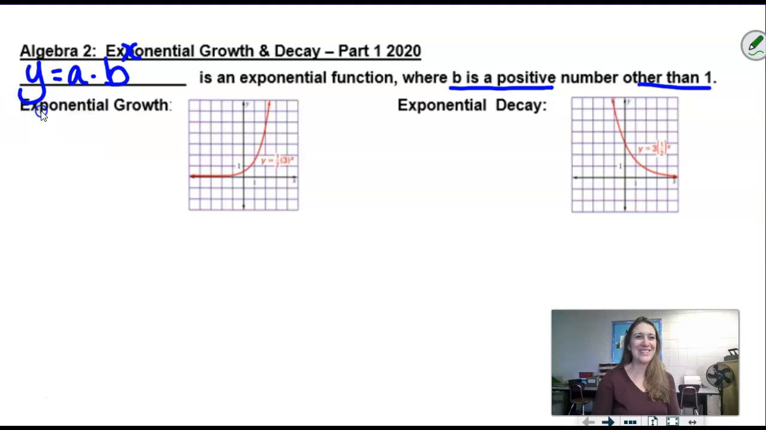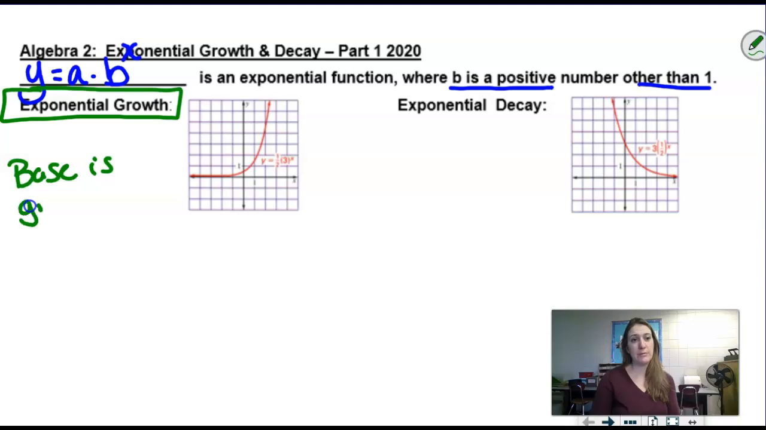All right, so the next vocab piece is how do we determine whether we have exponential growth or exponential decay? Well, the graph makes it pretty obvious in most cases. Exponential growth would grow without bound as you move towards positive infinity. We'll talk about end behavior later. But the way the function works out is that your base is greater than 1.